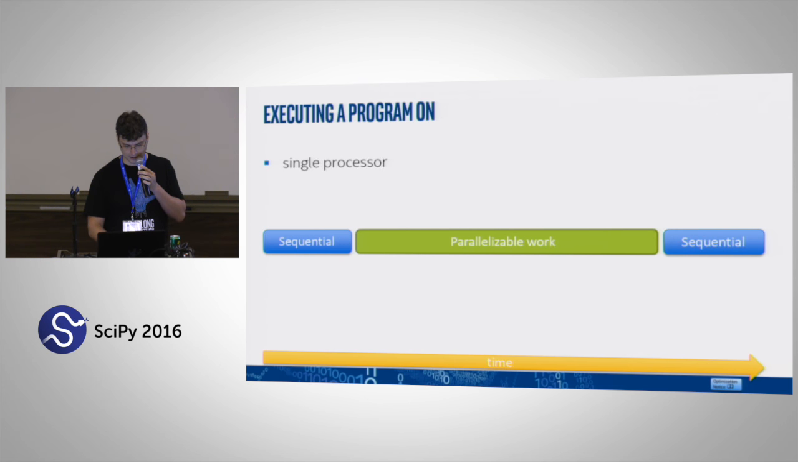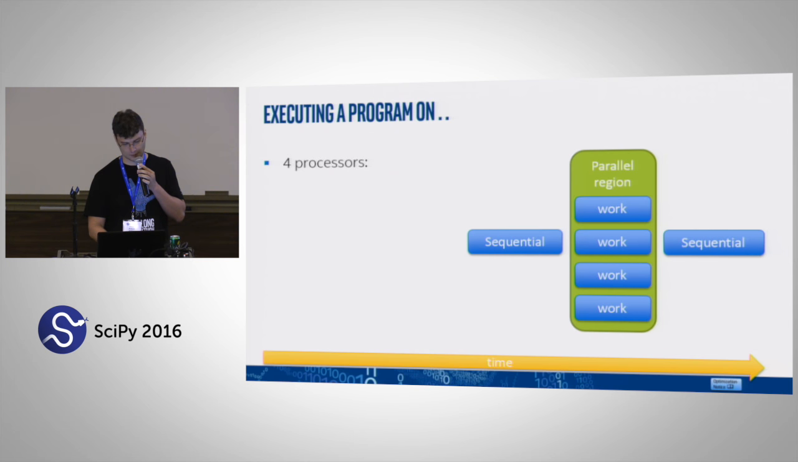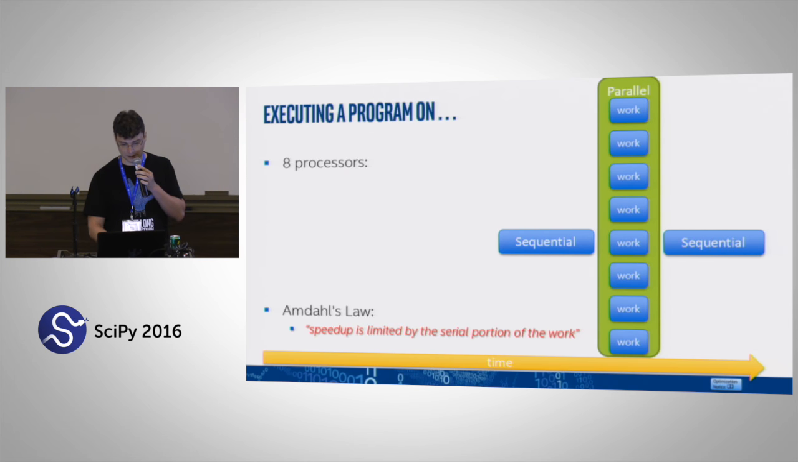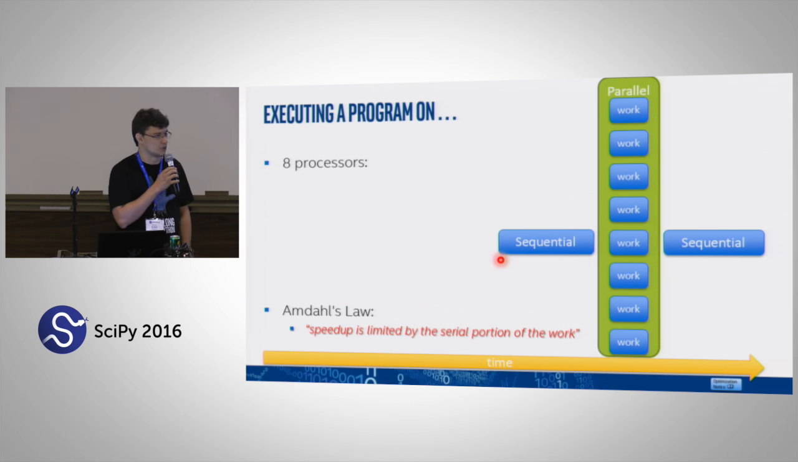So let's start increasing the number of processors. Two processors, faster. Four processors, even faster. Eight processors. If you noticed, well, eight processors, but only twice faster than the initial sequential program. So the issue is that we faced the limitation of Amdahl's law, which states that speedup is limited by the serial portion of the work.